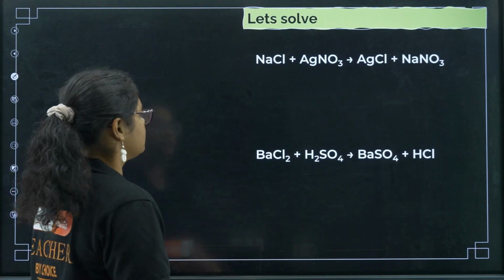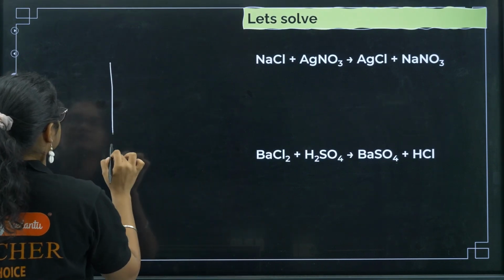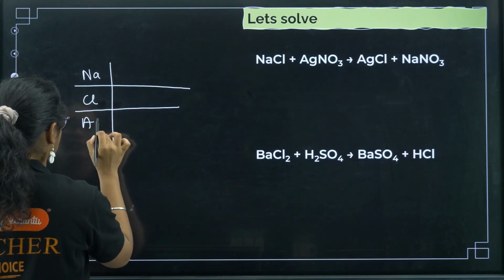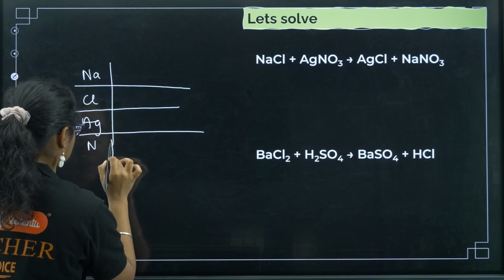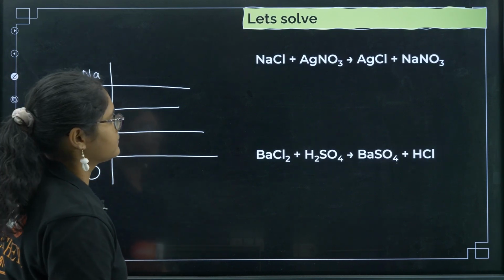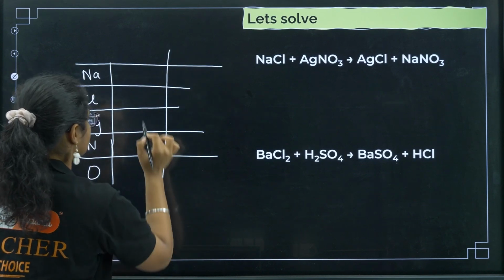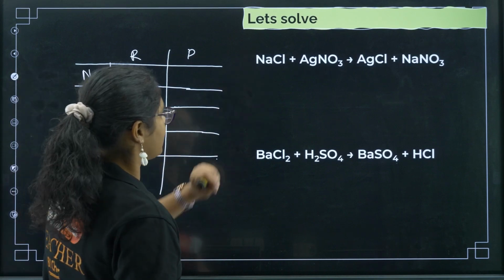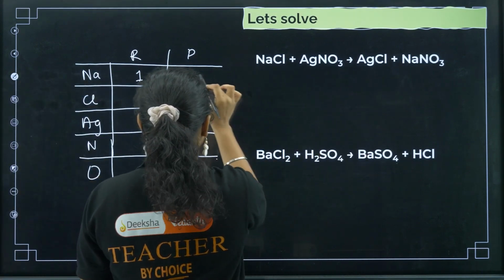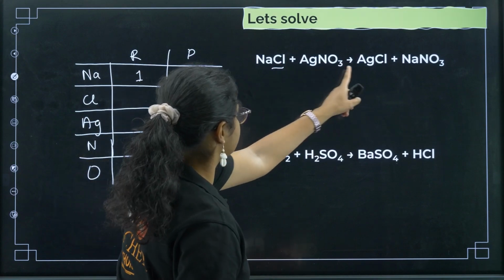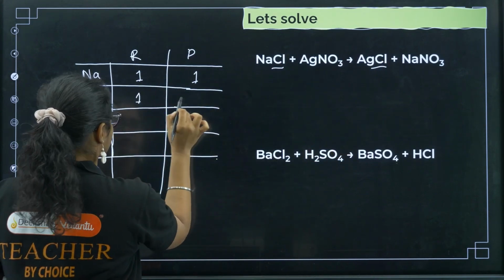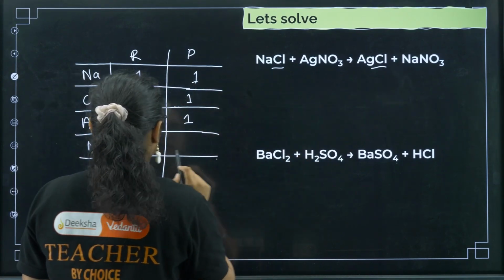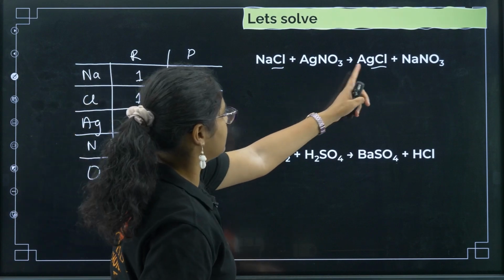Okay, so in this next question, what are the elements? Let us note down. We have first sodium, next we have chlorine, then you can find Ag, then you can find nitrogen, then you can find oxygen, and here I will write reactants and products. Fine. So sodium you can find 1 on the reactant side, product side also 1, chlorine 1 on the reactant side, 1 on the product side. Silver 1 here, 1 here, nitrogen 1 here, 1 here, oxygen 3 here and 3 here.